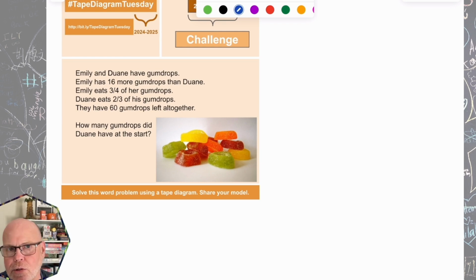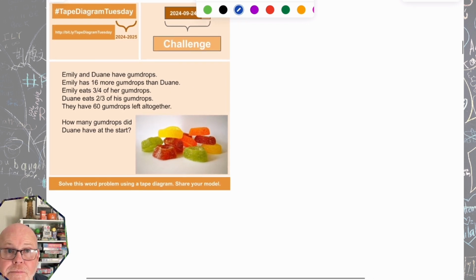Emily eats 3/4 of hers. Duane eats 2/3 of his. They now have 60 gumdrops left all together. How many gumdrops did Duane have at the start? Wow, there's a lot of information going on. And so let's keep track of all of this with a tape diagram.